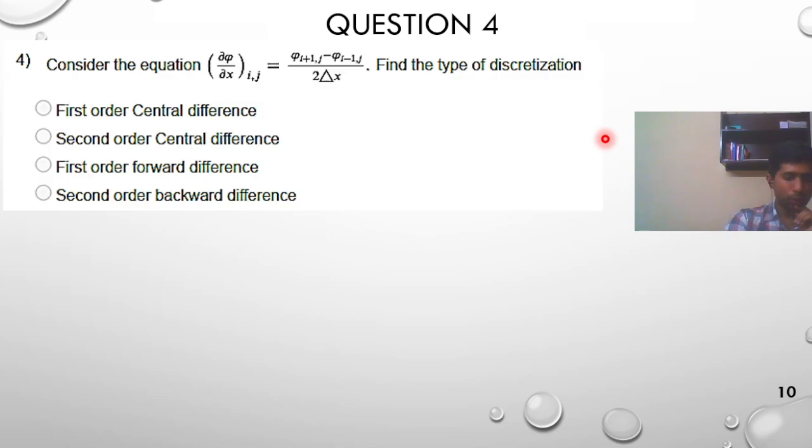Now let us go to the fourth question. Consider the equation dou phi by dou x at i comma j is equal to phi at i plus 1 comma j, minus phi at i minus 1 comma j, divided by 2 delta x. What type of discretization is this? I think I have discussed this in detail in the beginning half an hour of this lecture. Can you write down the answer on the chat box? How do we differentiate between forward difference, backward difference and central difference, and how do we define the order? Order is also very important. So what should be the correct answer for this?